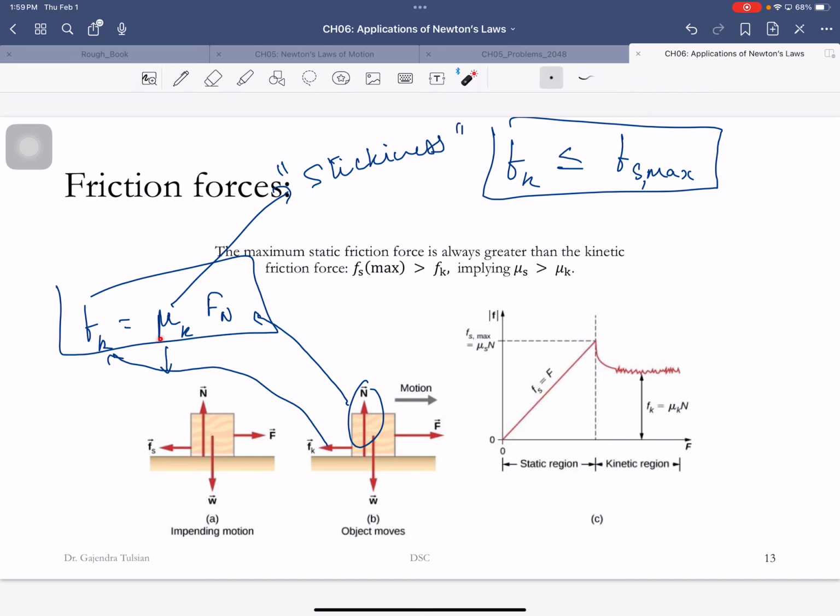What are the dimensions of this? Force is in newtons, and this is force too, so this is a dimensionless quantity. What values can it take? It can be anything from 0 to infinity. 0 would be a frictionless surface, and of course infinity would be superglue.